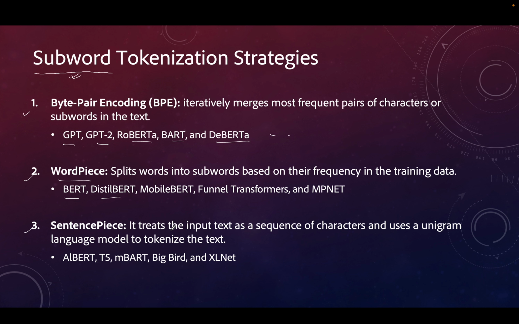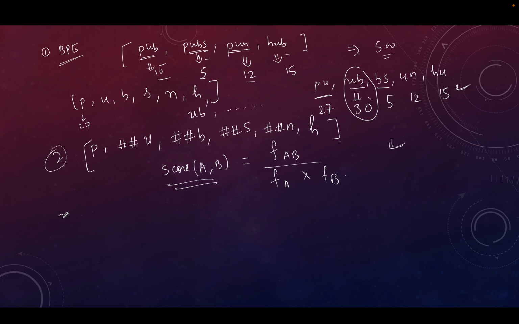Next we have SentencePiece. So it treats the input text as a sequence of characters and uses a unigram language model to tokenize the text. So this approach is also not very different. So here again it will grow till we reach the desired vocabulary size. In our example it was 500. So in SentencePiece it starts with a large vocabulary. So it will take all the substrings of all the words in the text.